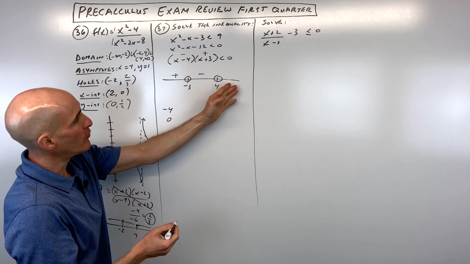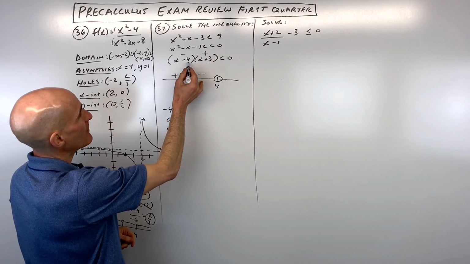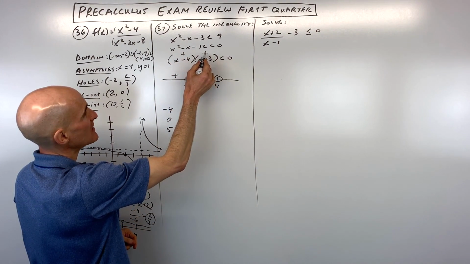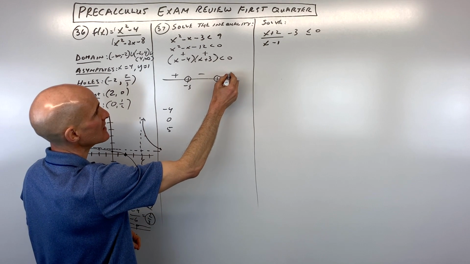Now let's pick a point in this interval. Let's just say 5. 5 minus 4 is 1, that's positive. 5 plus 3 is 8, that's positive. A positive times a positive is a positive.